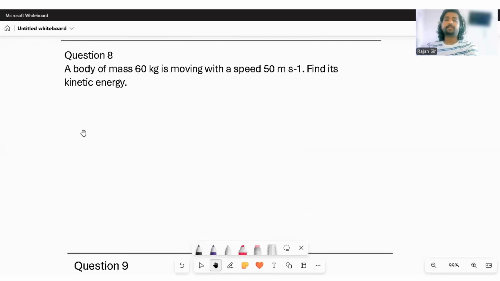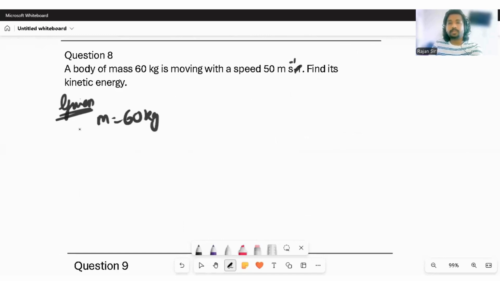Question number 8. A body of mass 60 kg is moving with a speed of 50 meter per second. Please remember this is second inverse. Find its kinetic energy. So we have given, again, very easy. Now we are talking about kinetic energy. So we are moving from potential to kinetic energy. So we have given mass will be 60 kg and speed, we take speed in v, is 50 meter per second, or you can write 50 second inverse. Generally I prefer this one. Quite easy to write and understand.